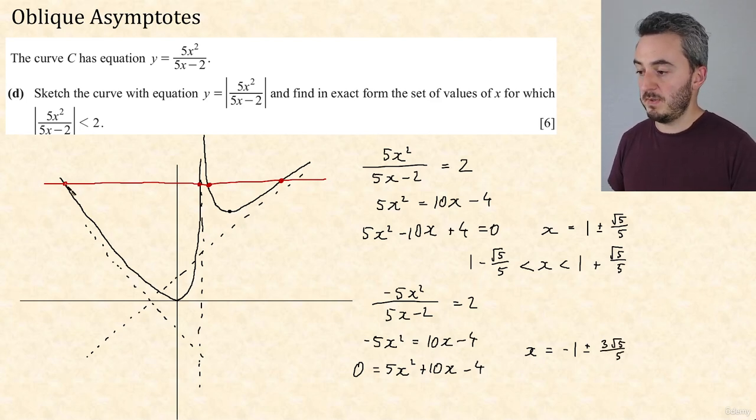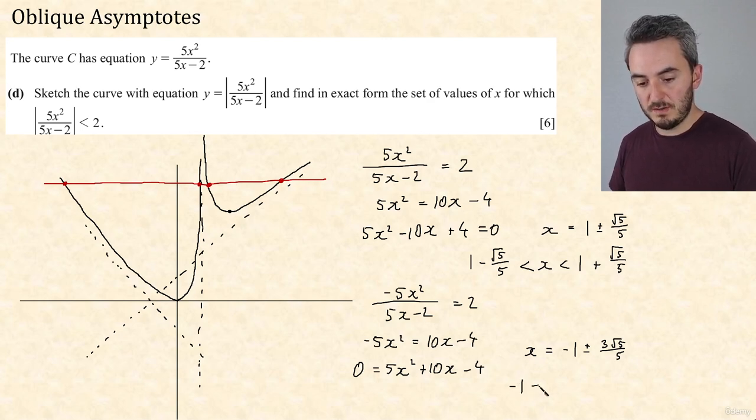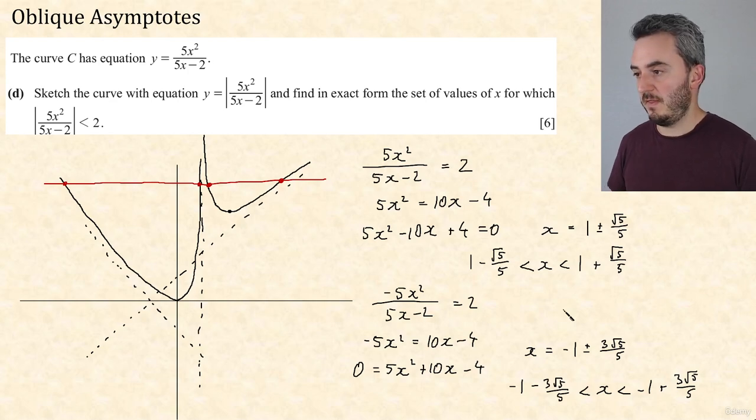Once again, this is going to be the minus 1 minus 3 root 5 over 5 and the minus 1 plus 3 root 5 over 5, meaning the region we want is just between those. So the other part of my solution is minus 1 minus 3 root 5 over 5 is less than x is less than minus 1 plus 3 root 5 over 5. And these are the two regions that satisfy that. Okay, so that is our little look at oblique asymptotes, and I'll see you in the next video.